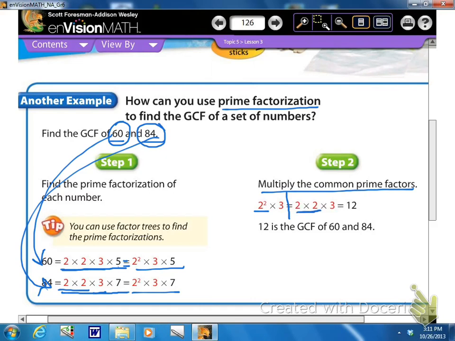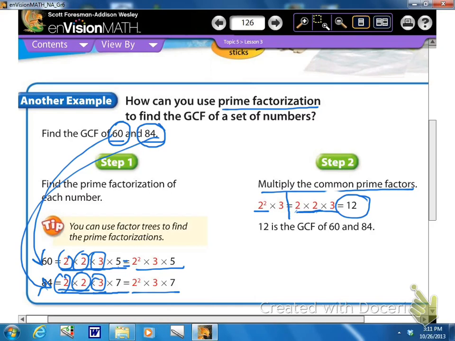They both have 2 twos in their prime factorization, so you can use it, right? Here's my 2 twos, 2 twos for 84. And then they both have a 3. If you look at that here, that's why we're multiplying by the 3 there. So when you multiply that together, 2 times 2 is 4, times 3 is 12. So you'll find that the greatest common factor of 60 and 84 is 12.